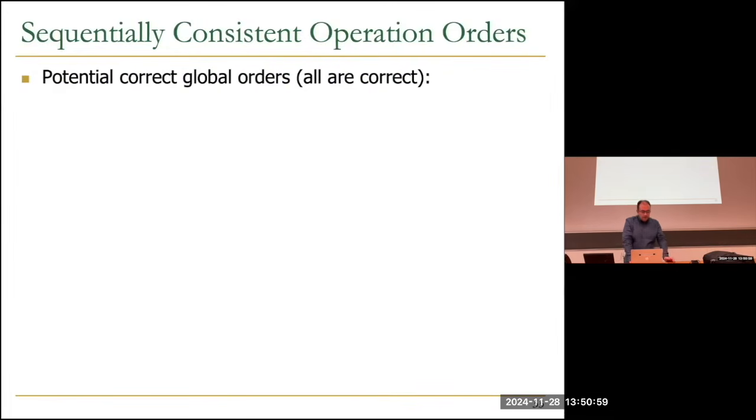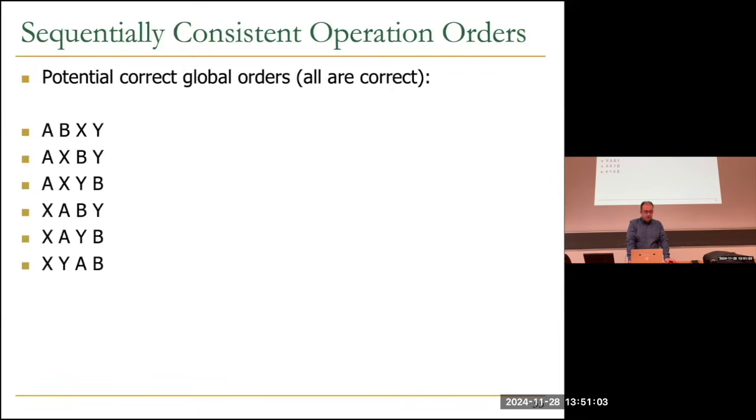Okay, so there might be a lot of potentially correct global orders, and all can be correct. As we said, we don't really care about debugging here much. We only care about correctness. So if you get back to our example before, you can see that all these orders are possible. But the point is that each of them is consistent. So if processor P1 observes A, B, X, Y, processor P2 will also observe the same order. And that's the key here.